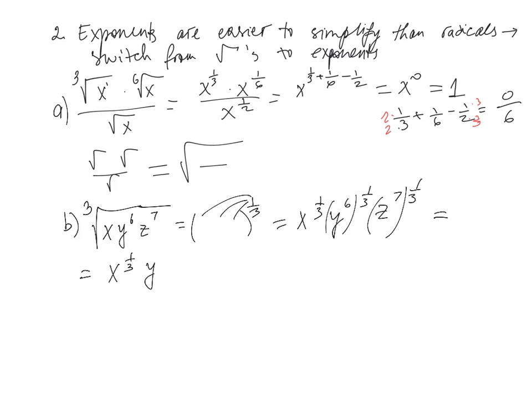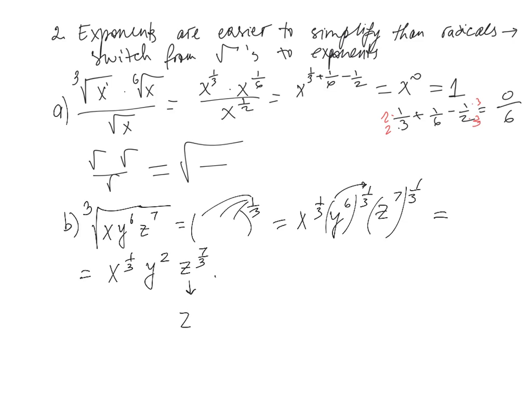Here we are going to multiply exponents, so it will be 6 times 1/3, which is 6/3, which is 2. So just y squared. And z, it's 7/3. Maybe the answer is good as is. But let's look at this part more carefully.